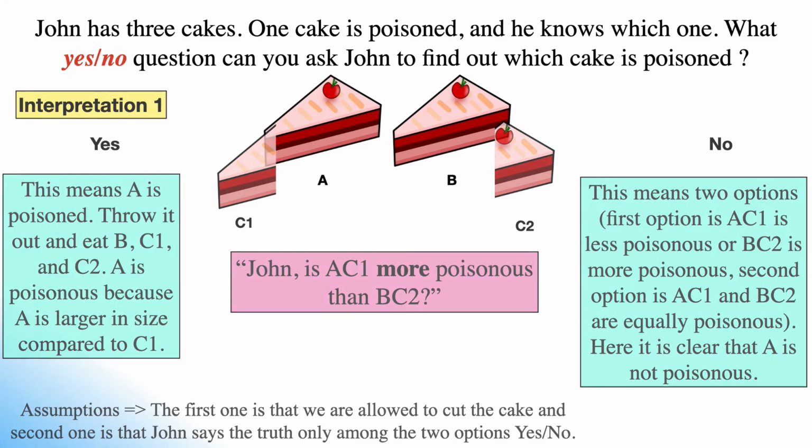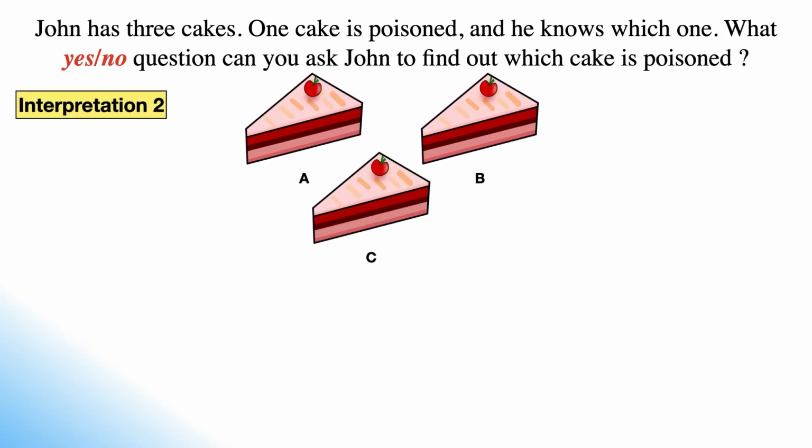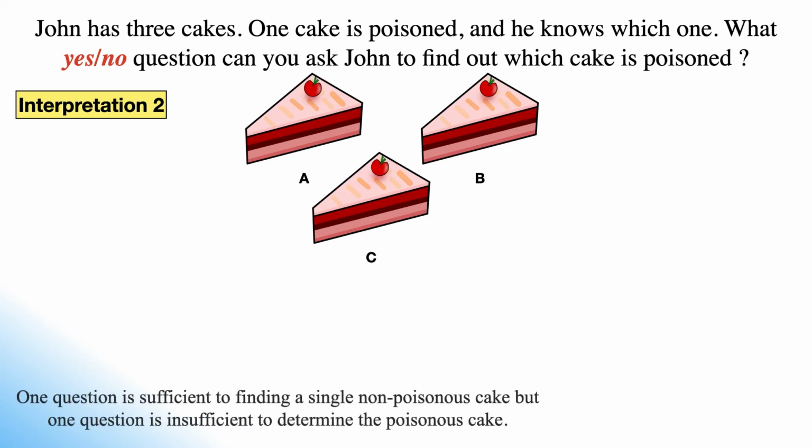Let me explain another interesting interpretation. According to this interpretation, one question is sufficient for finding a single non-poisonous cake, but one question is insufficient to determine the poisonous cake. Let A, B and C be a labeling of the cakes. If you only have the option to ask one question and can take no other action, there is no such question.